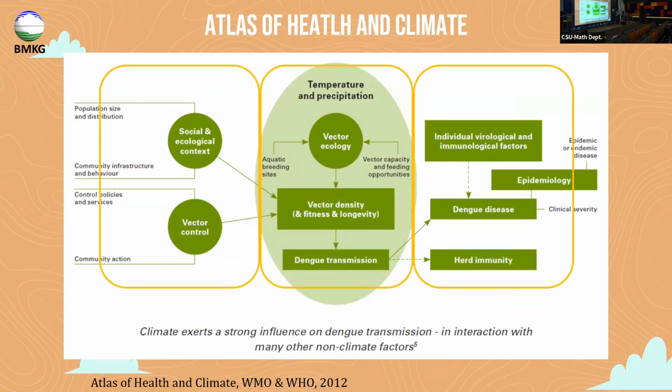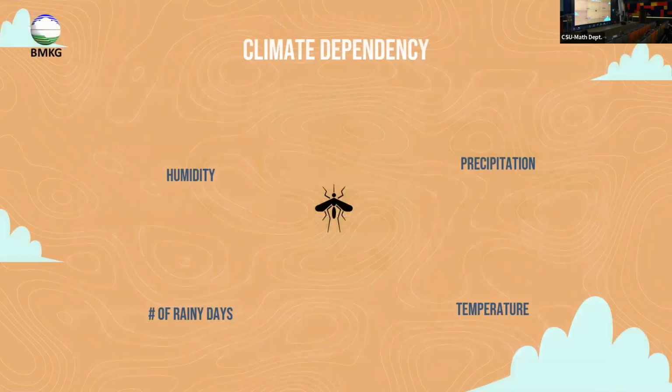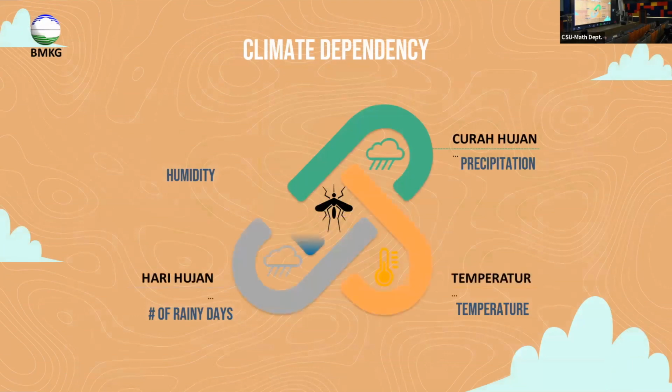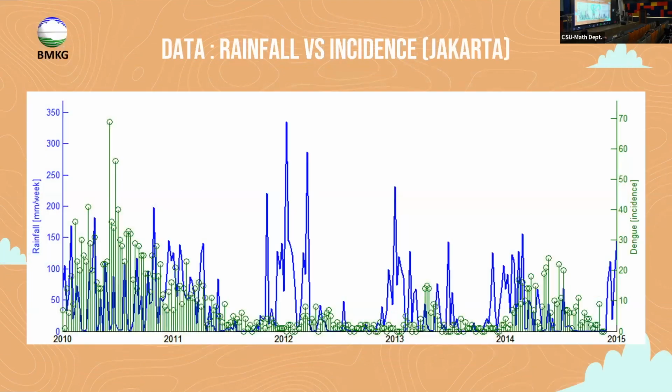We have a very close relation with the climate. So dengue cases are an important spot for them to picture the relationship between health and climate. So we try to model the vector density and also the dengue transmission within the host and also among the population. This is the climate dependency of the life cycle of the mosquito, of course.